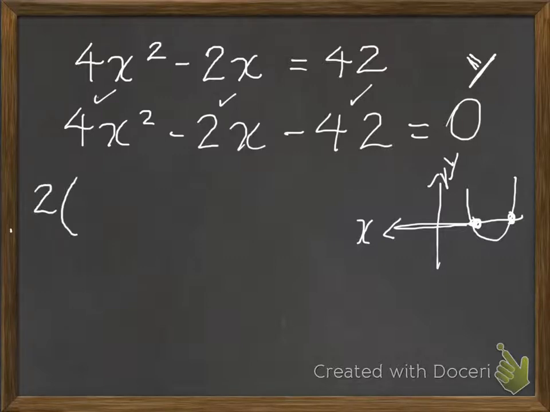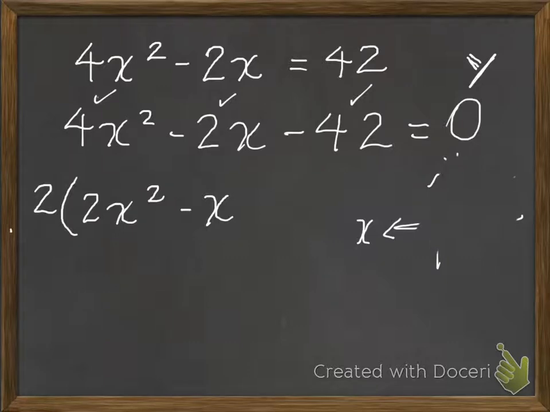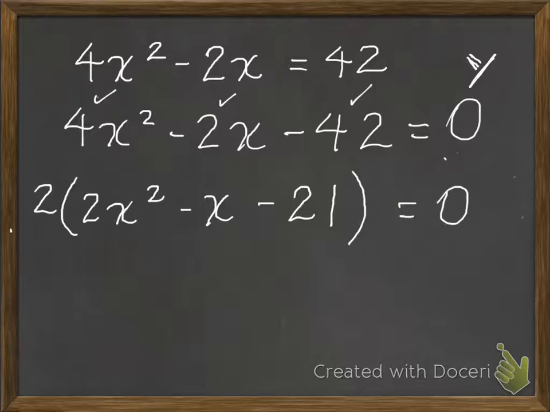4 divided by 2 is 2x squared. Minus 2 divided by 2 is minus 1x. And minus 42 divided by 2 is minus 21. We set that equal to 0. Now we only need to factor this part.